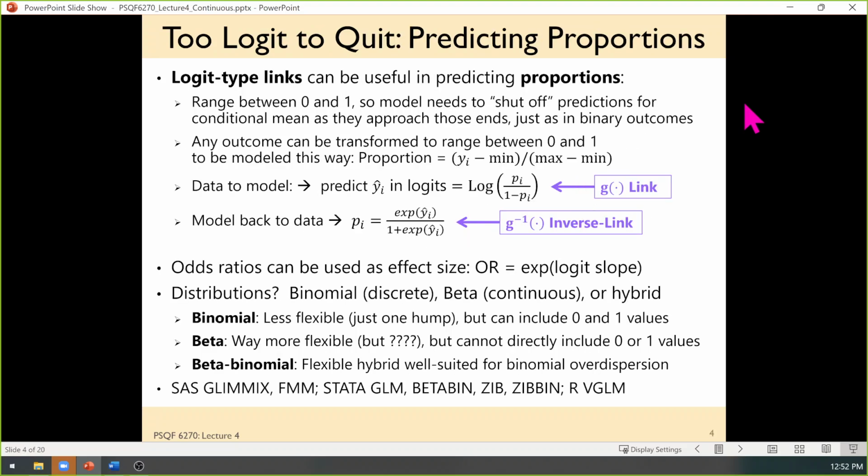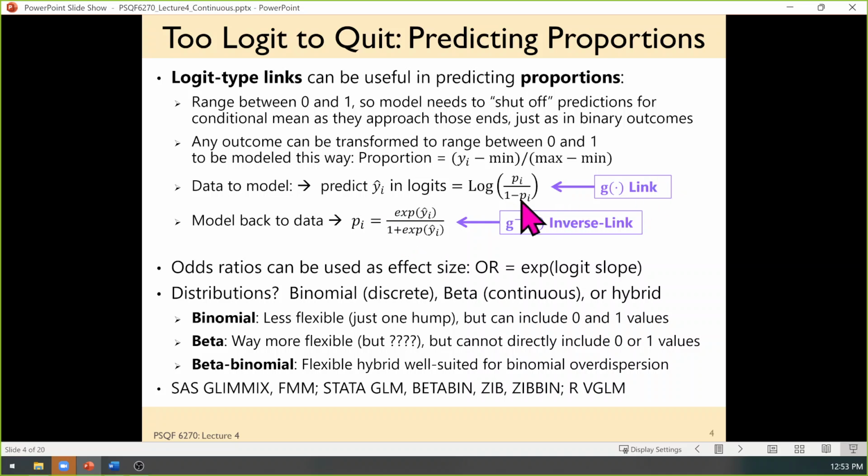So, too legit to quit, continued, in predicting proportions. We're going to use our friend Logit back again to predict things like proportion correct that have upper and lower boundaries. And by the way, here's a formula by which you can take any scale and convert it to between 0 and 1 so that you can use these same models. That way, everything stays within the familiar Logit metric.